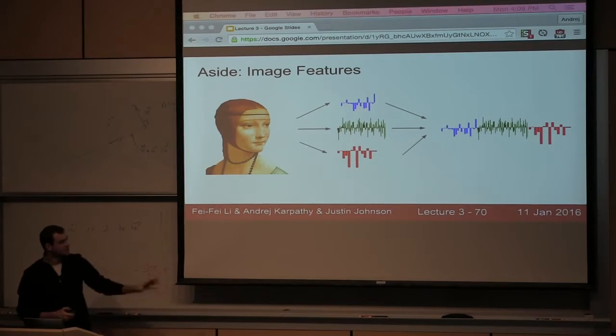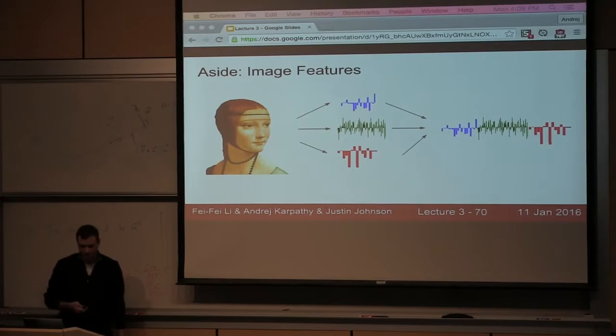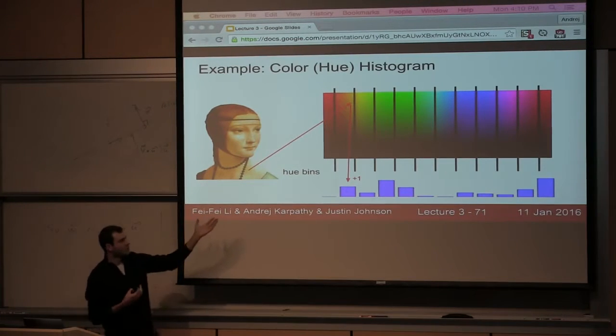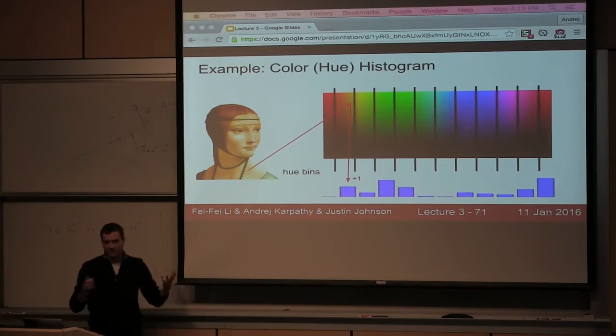So different feature types, all of them concatenated, and then that went into linear classifiers. That was usually the pipeline. Just to give you an idea of what these feature types were like, one very simple feature type you might imagine is just a color histogram.